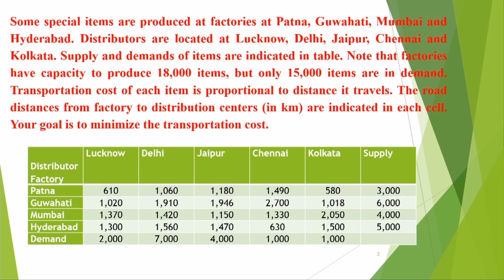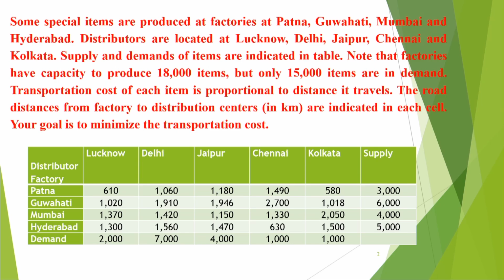I can consider it rupees also, but this is basically the distance between Patna and Lucknow, that is 610. The distance between Delhi and Patna is 1060. The distance between Hyderabad and Delhi is 1000. The distance between Hyderabad and Kolkata is 1500. The distance between Hyderabad and Lucknow is 1300, and the distance between Hyderabad and Chennai is 630. So, like that these are there. You can consider these distances themselves as the unit cost of transportation.